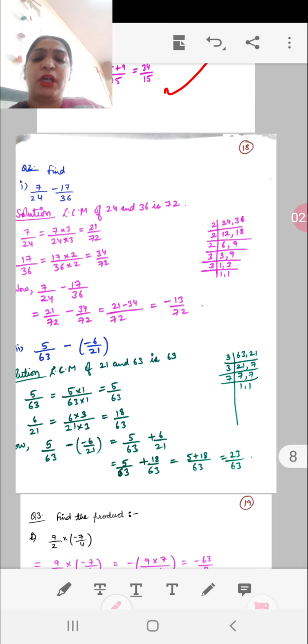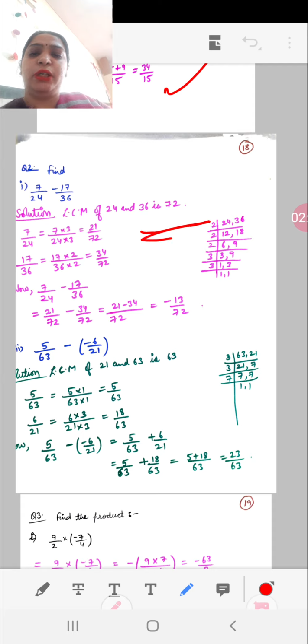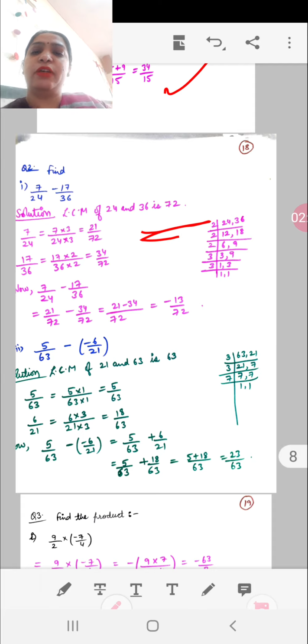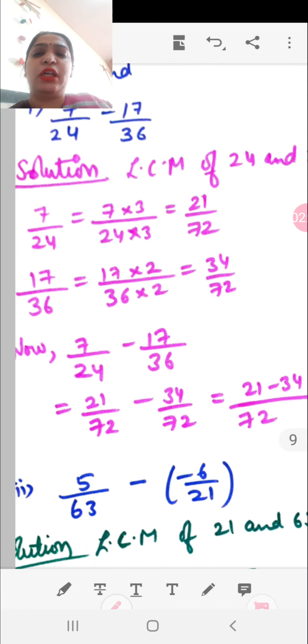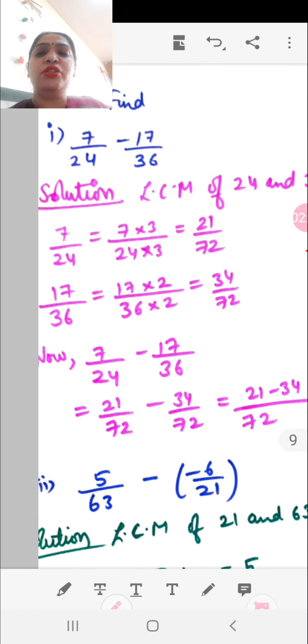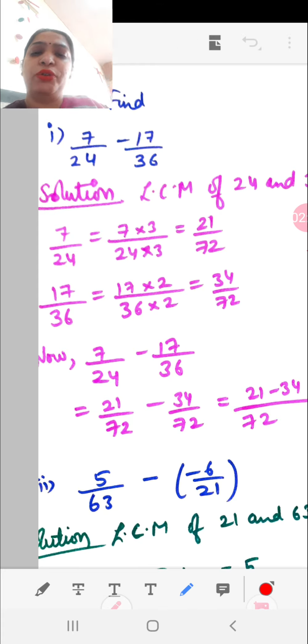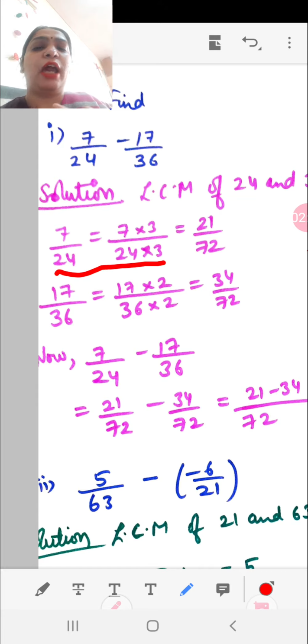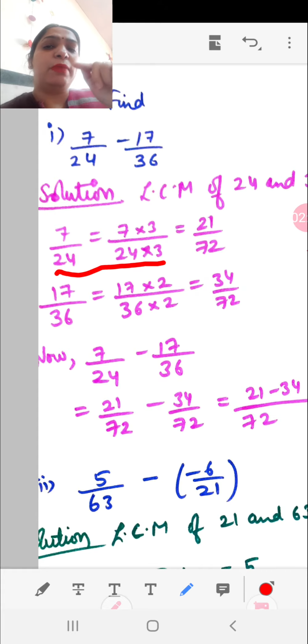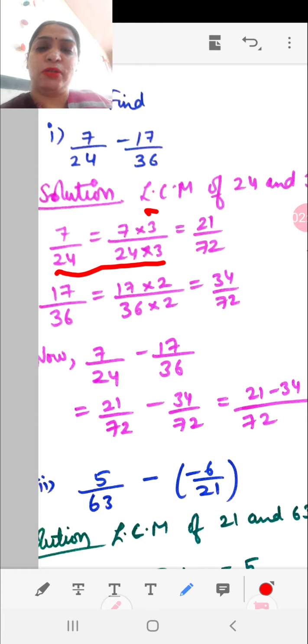Now you must know the LCM. LCM is 72 here. So we have to make the denominator 72. So 7 upon 24. In the table of 24, when we multiply by 3, it will become 72. So 24 multiplied by 3. If we multiply the denominator by 3, that means to balance a rational number, we have to multiply by 3 in the numerator also. So it will become 21 upon 72.